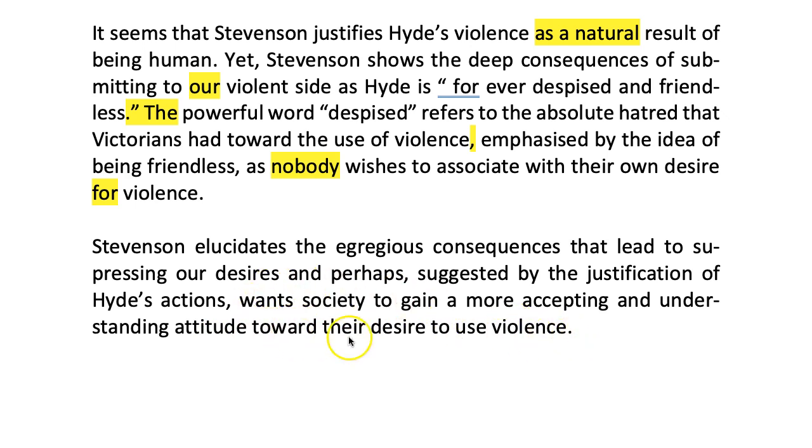So this is a really original idea, that actually he's suggesting that we should put up with a certain level of violence in society, and it's only because Jekyll didn't put up with Hyde's level of violence that he suppressed it, and this made Hyde come out even more violent than he was before.